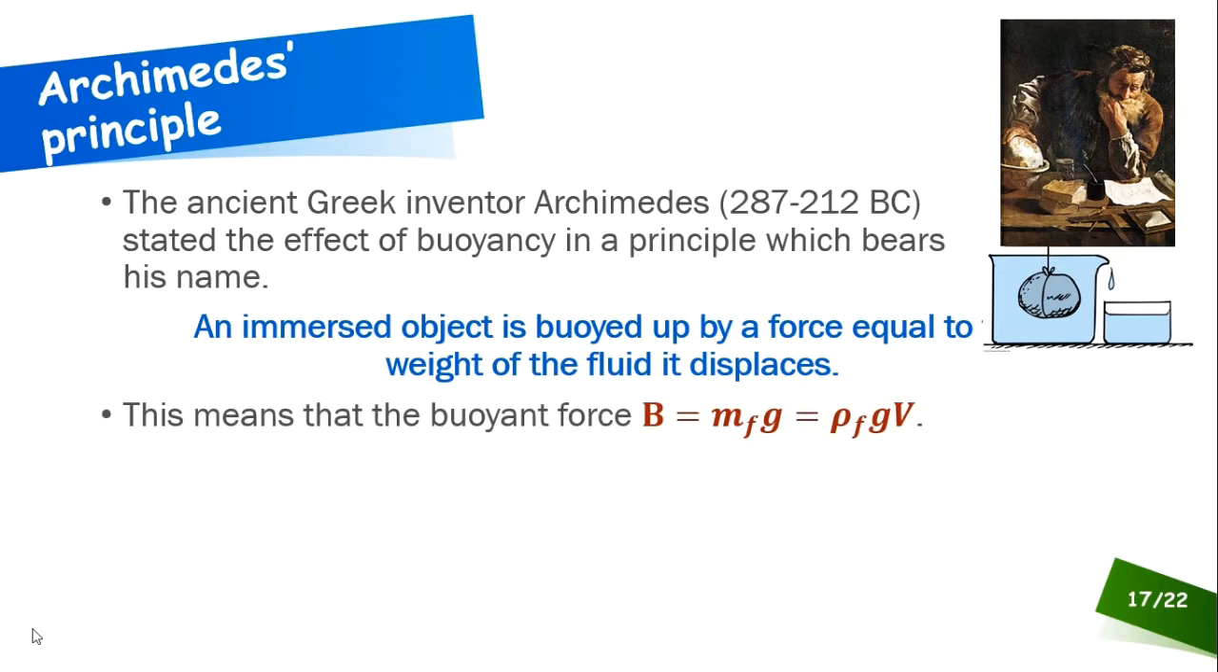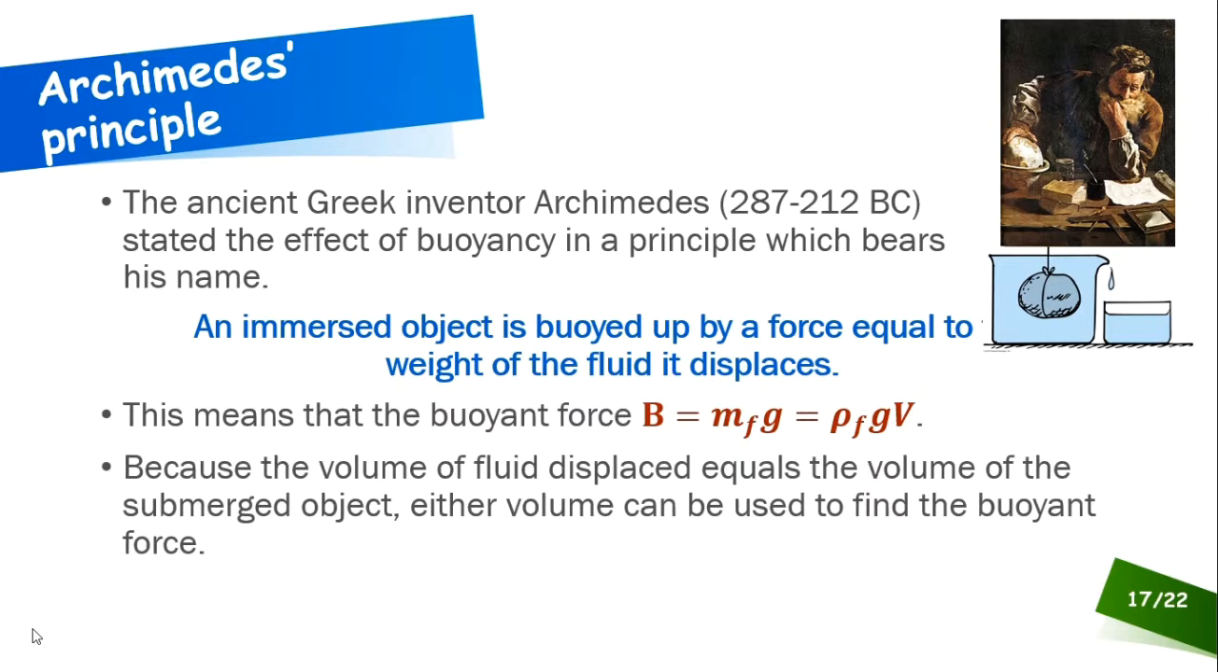This means that the buoyant force is going to be equal to the mass of the fluid it displaces times the acceleration due to gravity, because that's the weight. The weight of the fluid is the mass of the fluid times the acceleration due to gravity. Well, the mass of the fluid is just the density of the fluid multiplied by its volume. So the buoyant force is equal to the density of the fluid it displaces times acceleration due to gravity times the volume of the object, because the volume of the fluid displaced equals the volume of the submerged object.